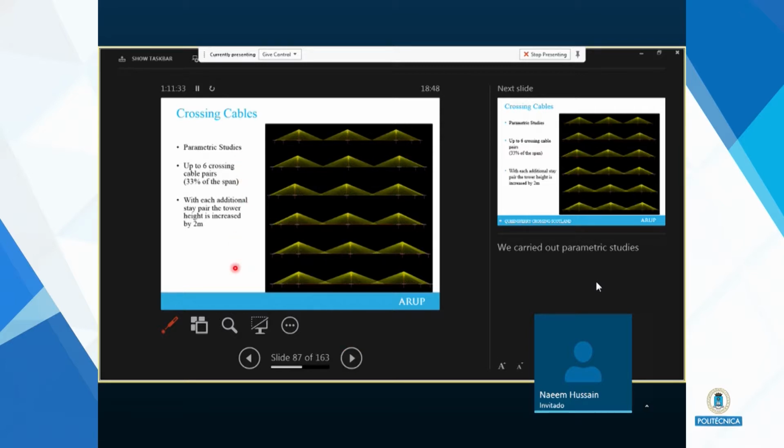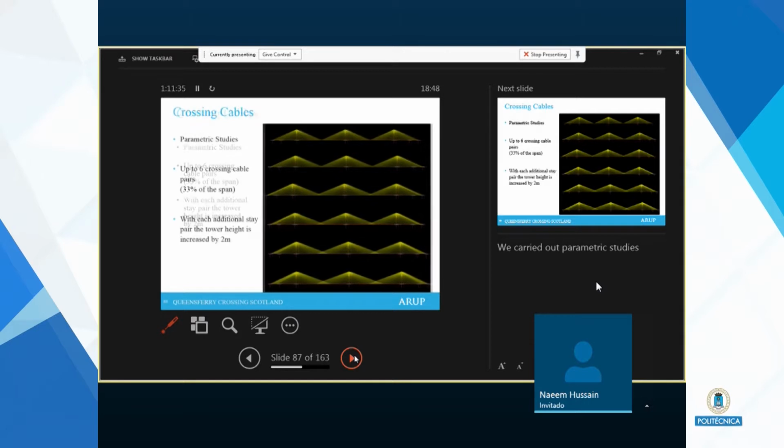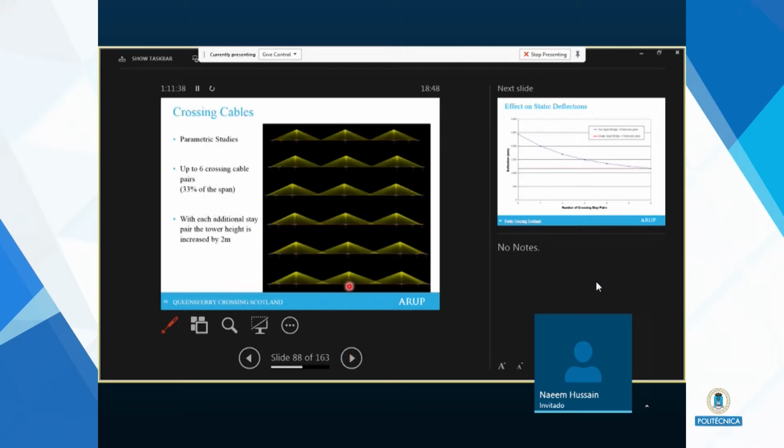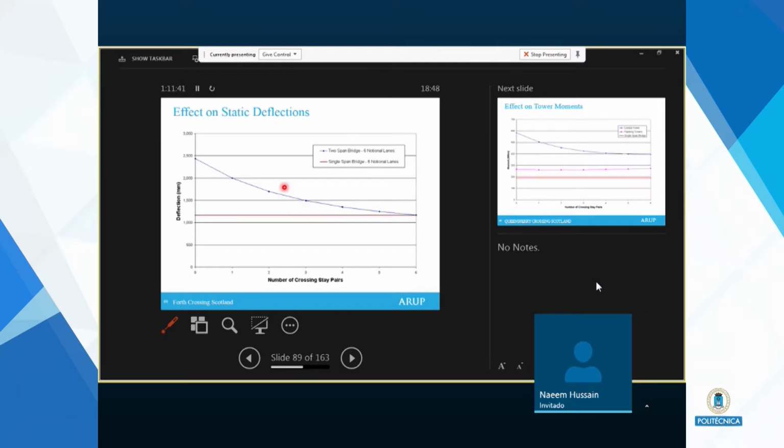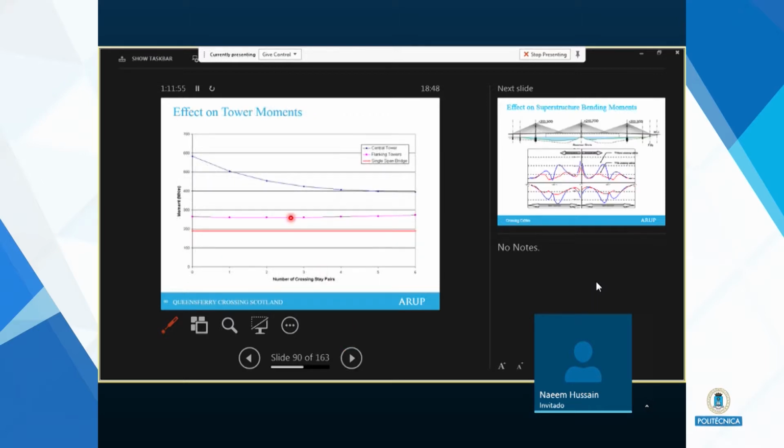We did some parametric studies, and we found that after you had crossed 6 cables, you could actually bring the static deflection of the deck to the same as for a 2-tower stay cable bridge. Also, we could reduce the bending moment in the central tower by crossing the cable. So this is for a single span cable stay bridge. This is the flanking tower bending moment, and this is the central tower. So by crossing the cables, we can reduce the bending moments.